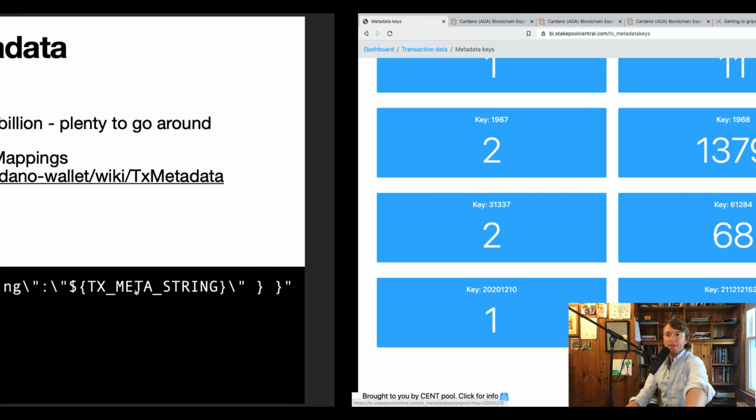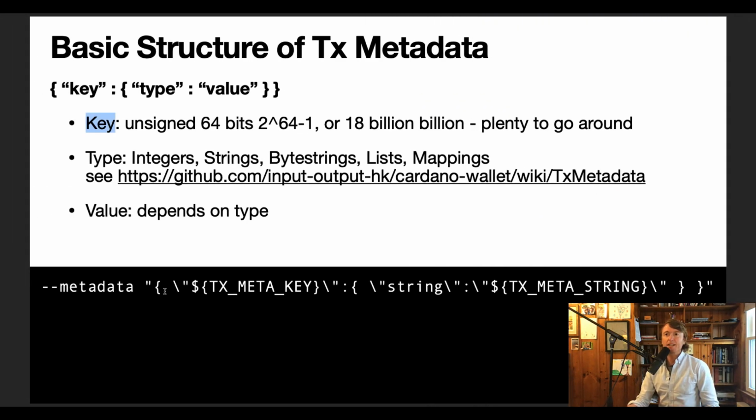What's nice about these keys is that there are plenty to go around. These are unsigned 64-bit integers. If you understand what that means, great. But if you don't, what it means is that there are 18 billion different keys that can be used. I don't yet know of a way for somebody to claim a key so that they're the only person who can use it, but maybe that's in the pipeline. For now, just know that we've got a lot of keys that people can claim as their own and use them for their purposes, okay?